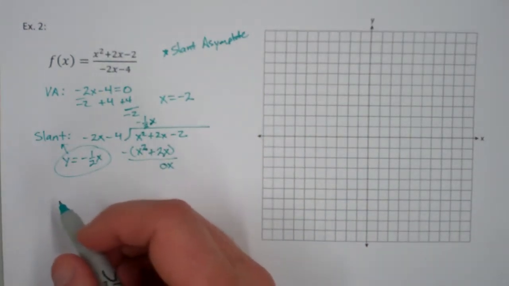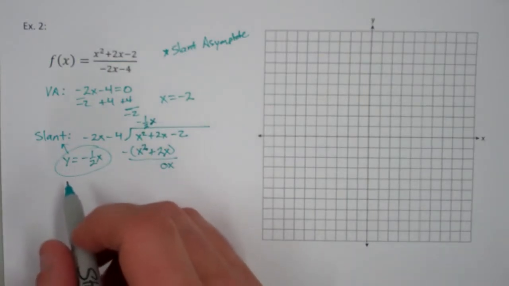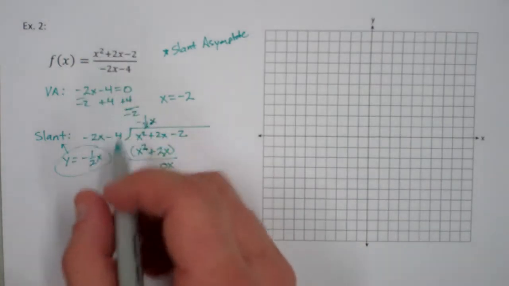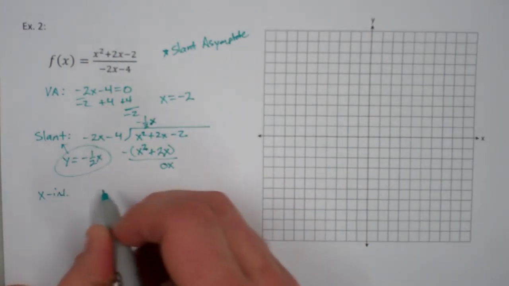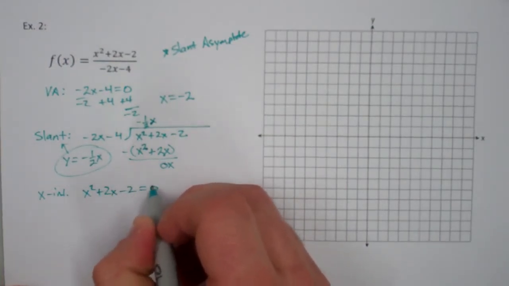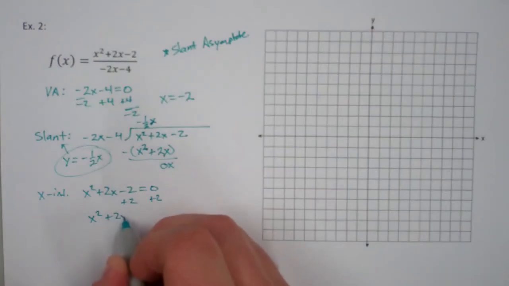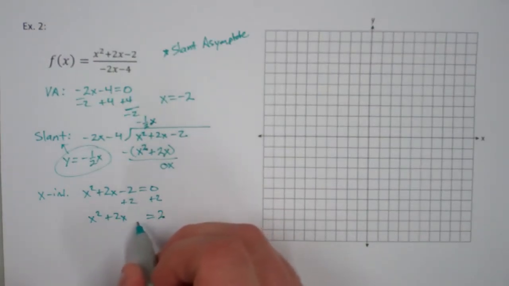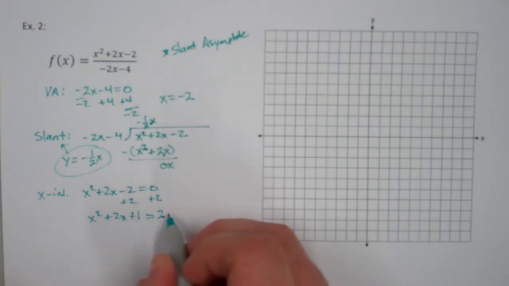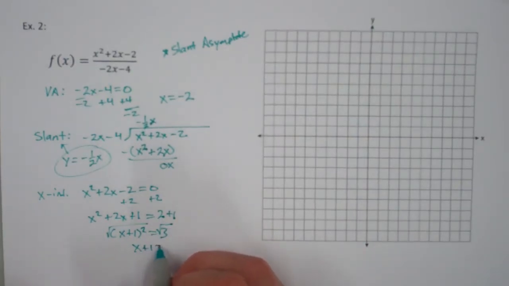The next one, we're going to try to find our x-intercepts. And to find those x-intercepts, what you've got to do is set that top equal to 0. So our x-intercepts will occur at x squared plus 2x minus 2 is equal to 0. I'm going to choose to complete the square here, and we'll see how this works. So x squared plus 2x is equal to 2. The value I need to add here is half of 2 squared, which is 1, and I'll add that to the right-hand side. This can be factored into x plus 1 quantity squared is equal to 3. We'll take square roots, and then we'll also subtract 1.